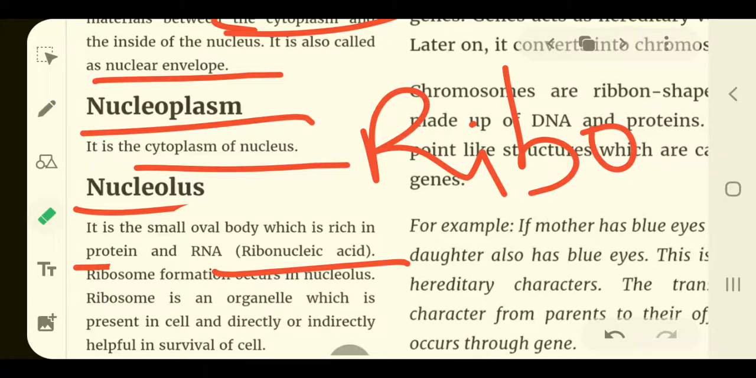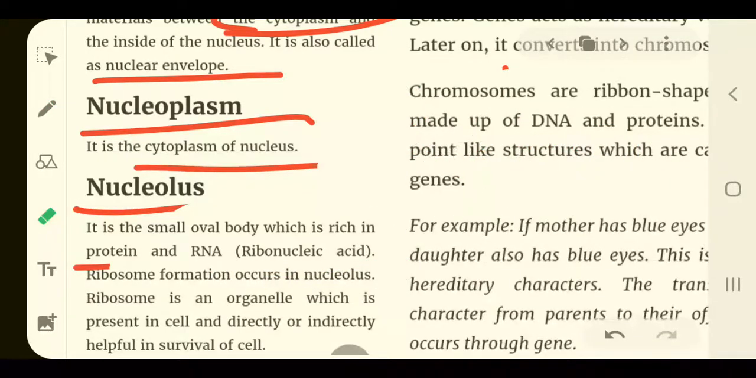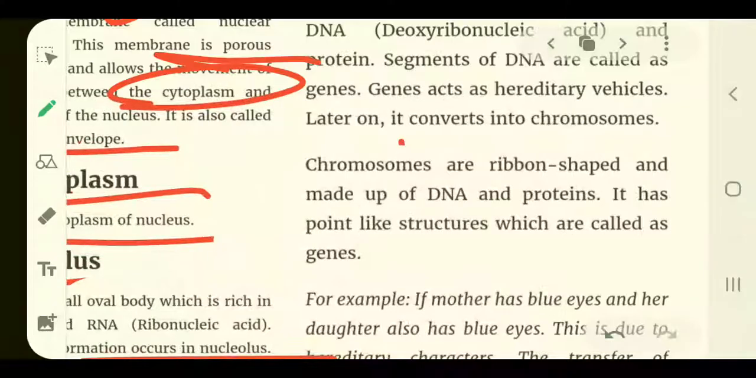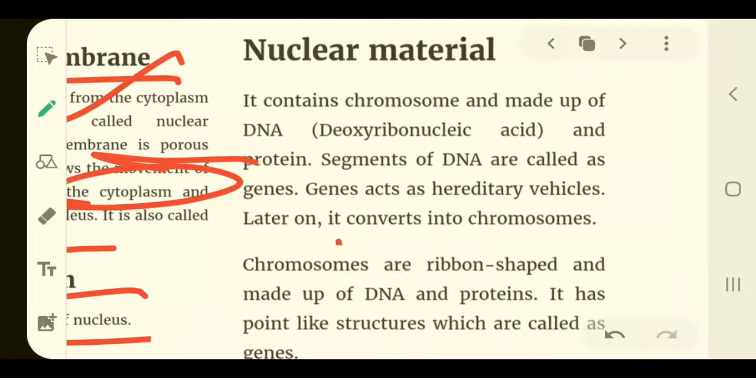Ribonucleic acid. So protein and RNA. And the ribosomes that make the protein occur in the nucleolus, and then it helps in the survival of all the cells, because your body is nothing but a protein molecule in different format. It will be told to you as you grow in higher classes.